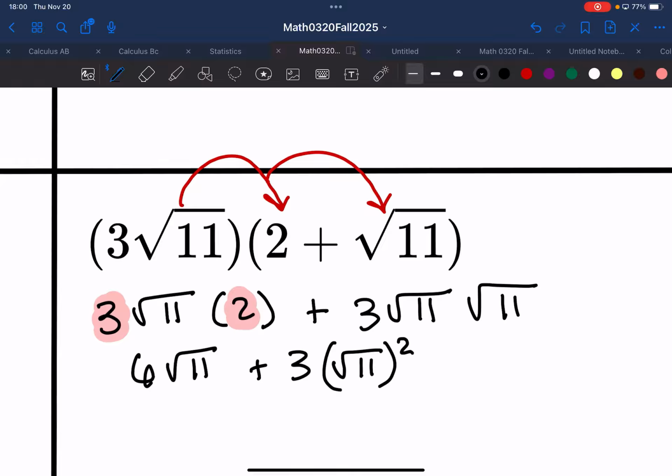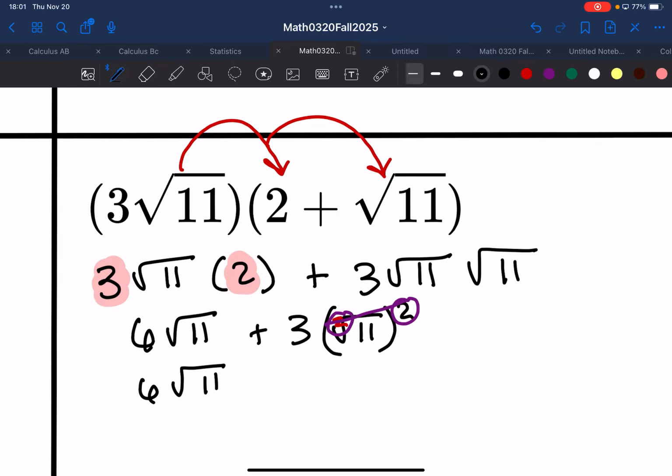Okay, that's the same as like if we had x times x, we know that's x squared. Well, square root of 11 times square root of 11 is square root of 11 squared. And what we're going to see in a minute is that square is going to cancel with the square root. Okay, because technically, what's the index value above a square root? 2. There's technically a 2 right there. And since these values are the same, they cancel. Which means we're only left with 11 here. So we have 6 square roots of 11 plus 3 times 11.